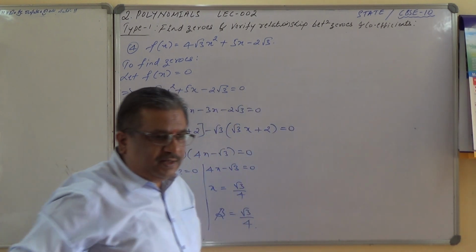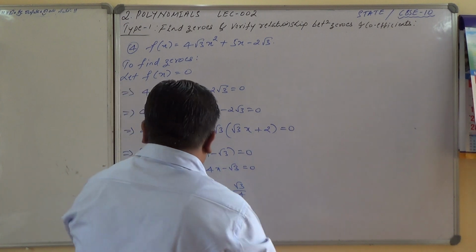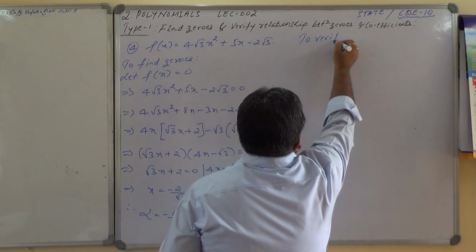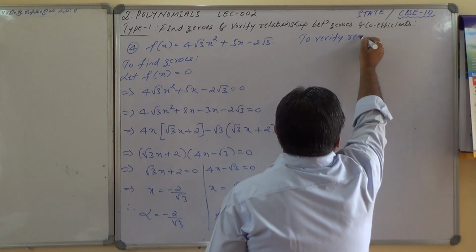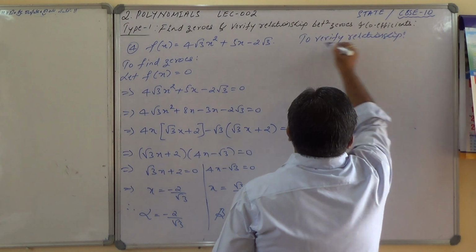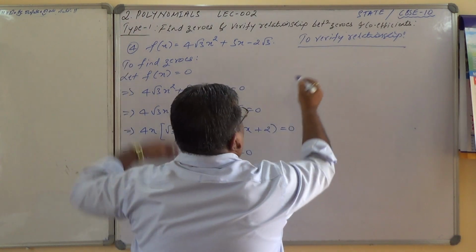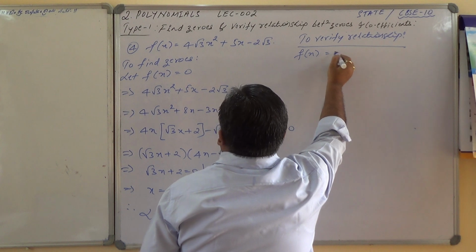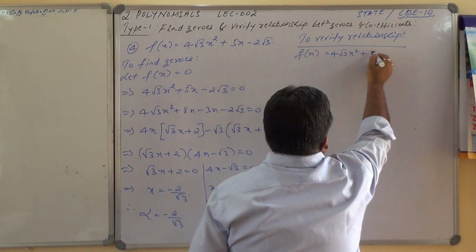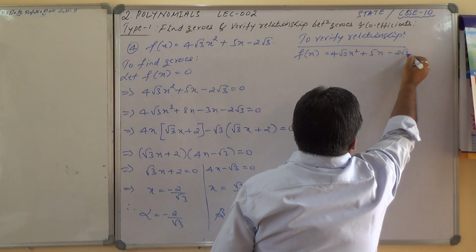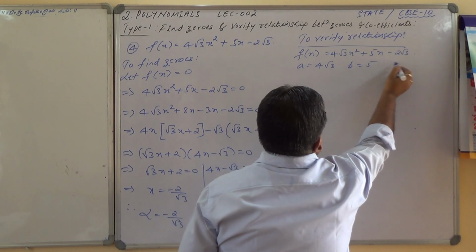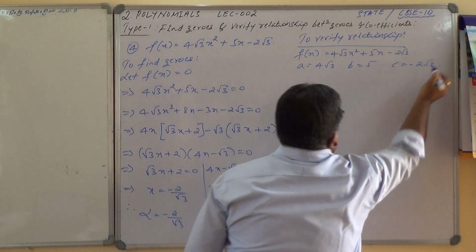Let us verify the relationship between coefficients and zeros. Let me write once again. Given f of x equals 4 root 3 x square plus 5x minus 2 root 3, a equals 4 root 3, b equals 5, c equals minus 2 root 3.